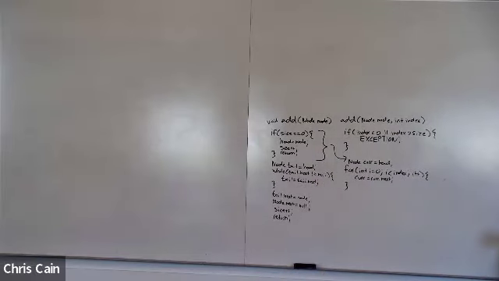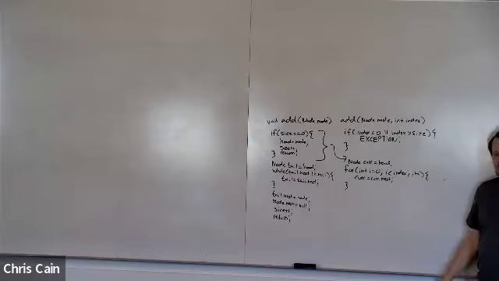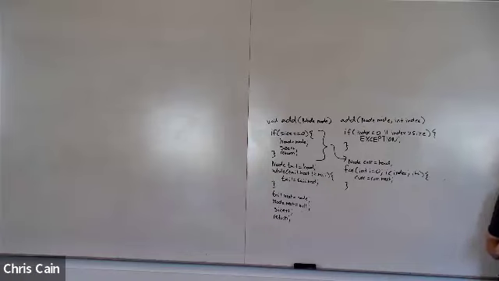So this should iterate enough times to get to the index that we want to add it. Should it be less than index, or should it be less than index minus 1? Which one and why? If you didn't know this, how would you figure it out?